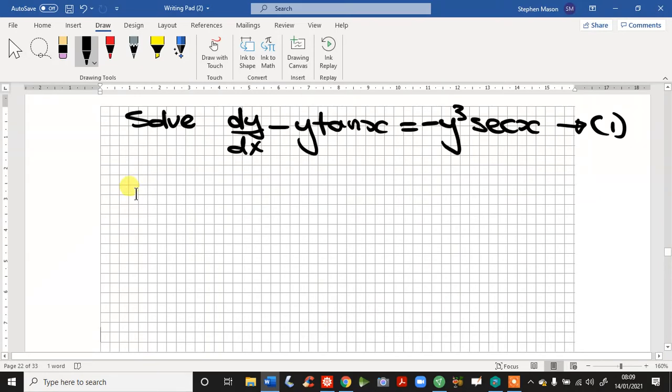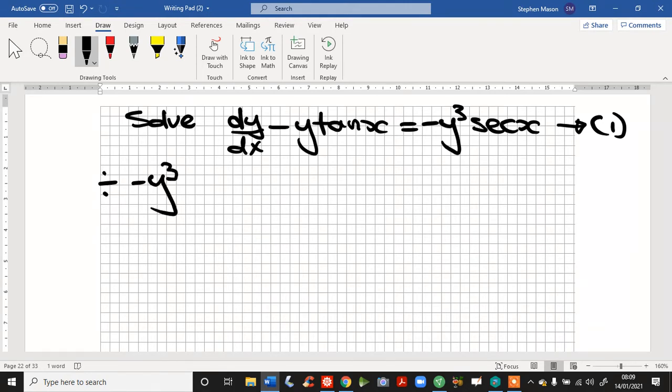In order to solve this equation, we need to simplify things a little bit and then use a substitution. So what we do is we divide throughout by minus y cubed, and hopefully the reason will become clear.